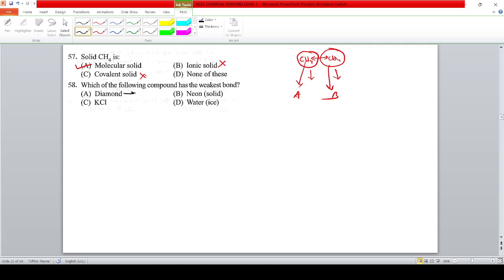Diamond, strongest, hardest substance. Very strong covalent bond. Ionic bonds are comparatively stronger bonds. Dipole force in between one water molecule and another water molecule. Whereas this is simply Van der Waals force. So which is the weakest bond? The one which is present in neon solid.